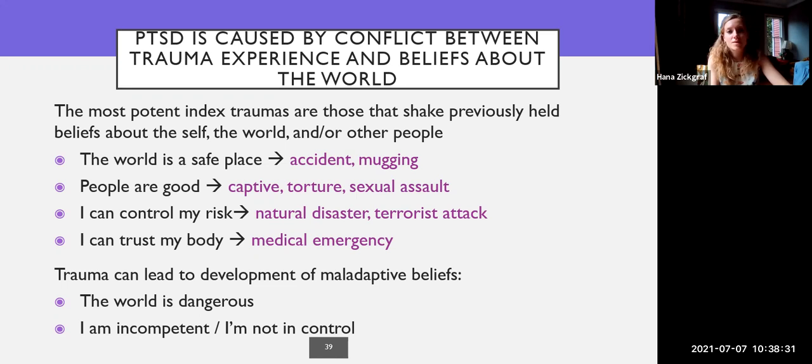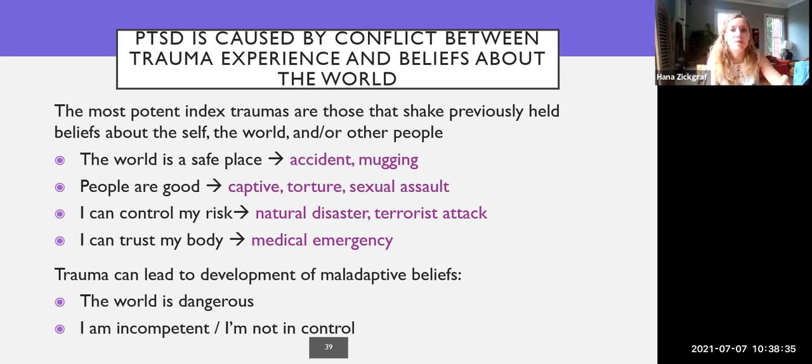So if you believe that the world is a safe place and then you experience an accident, a natural disaster, being mugged or assaulted, that experience naturally goes against your belief that the world is a safe place because it's an example of how the world is not safe. If you have a belief that people are good, interpersonal assaultative traumas naturally change that belief because a person is doing something bad to you.